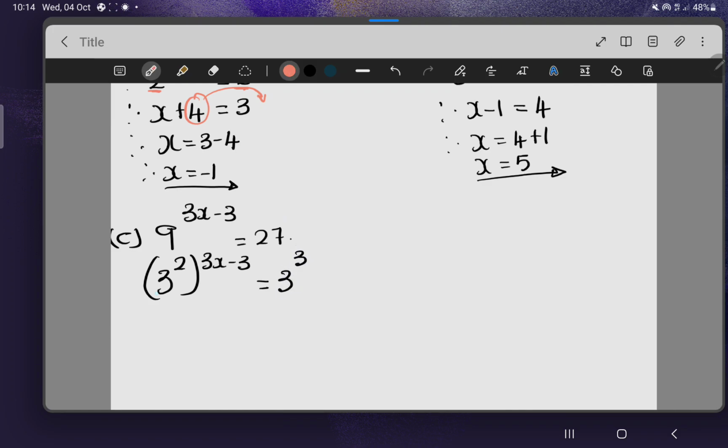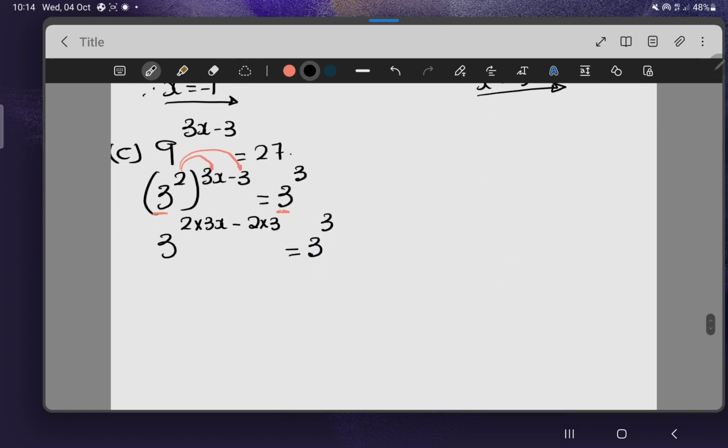Okay. Therefore now, before you drop the bases, you can remove the bracket. We've got 2 terms outside the bracket. So that 2 must greet each and everything inside the bracket. That is the law. So that will be 3 to the power of 2 times 3x minus 2 times 3, it's equal to 3 to the power of 3. Remember, that is the law. You have to make sure that when you remove the bracket, you remove the bracket with everything.